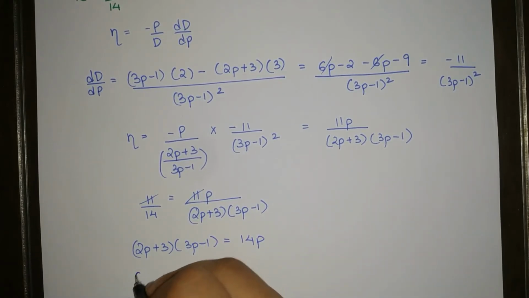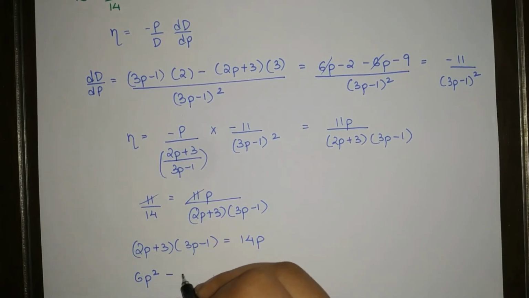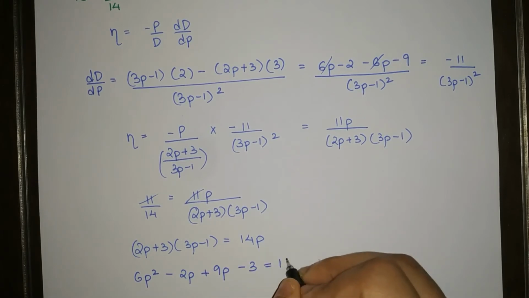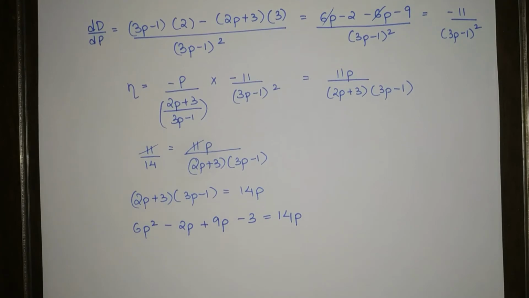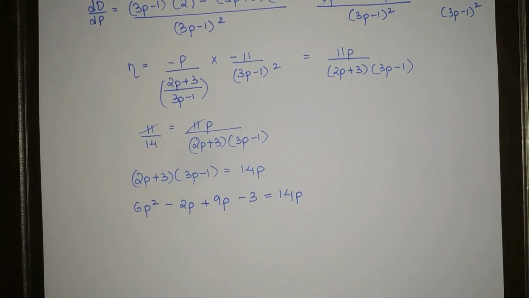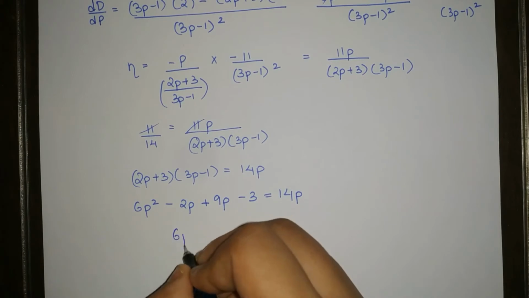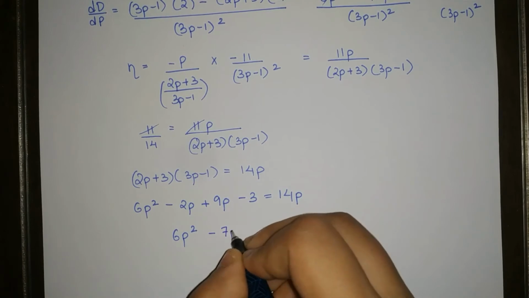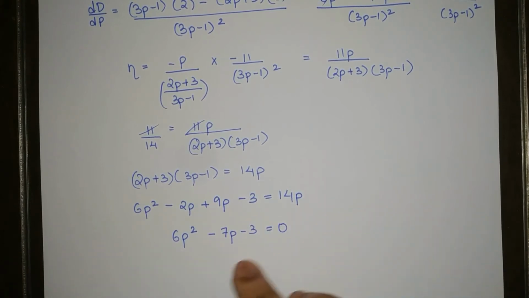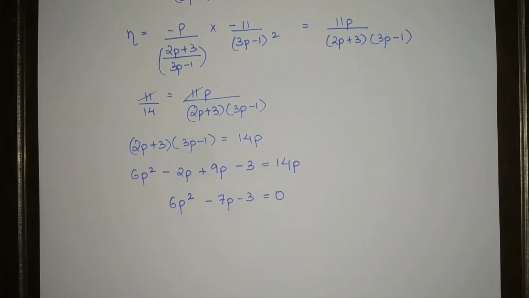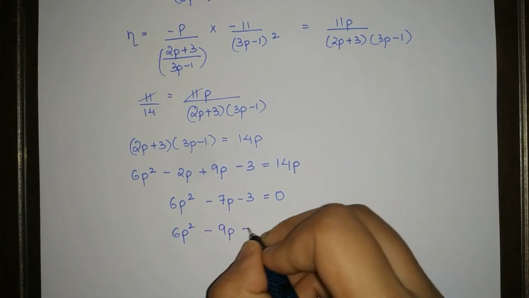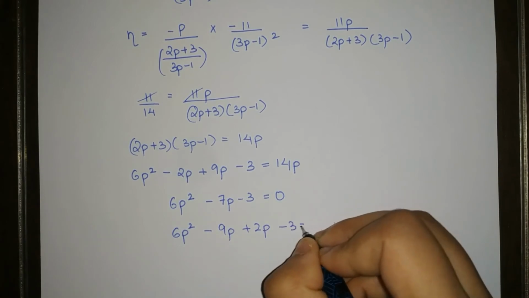इसको ओपन करते हैं. So, we get 6P square minus 2P plus 9P minus 3 is equal to 14P. Okay, and therefore if I take this 14P on the left hand side, we get that this is 6P square, this is 7P minus 14P, मतलब minus 7P minus 3 is equal to 0. So this is 18 को split करना है, so that we get 7, so that is 9 into 2. So we get that this is 6P square minus 9P plus 2P minus 3 is equal to 0.